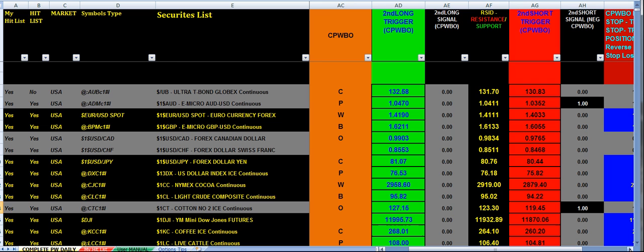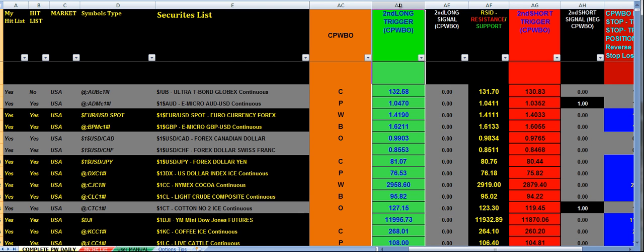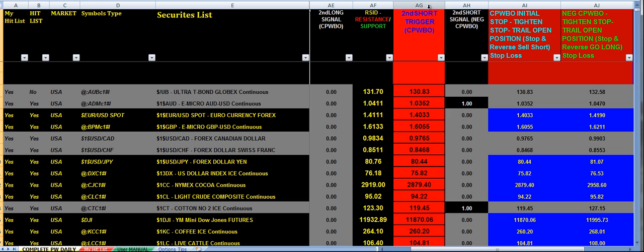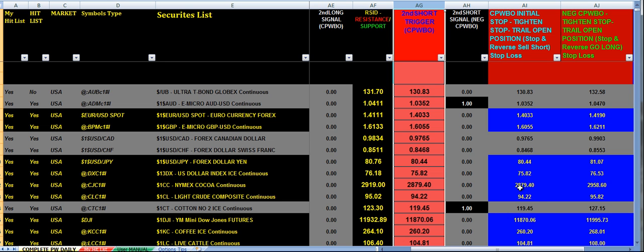All right, moving over. Column AC is your confirmed pulse wave breakouts. If you have a buy signal, you'll have it listed here in column AE, and then use column AD as your price trigger to enter the market. Likewise, if you have a sell short signal, you're going to use column AH to look for that 1, and then use column AG to enter into the market short.